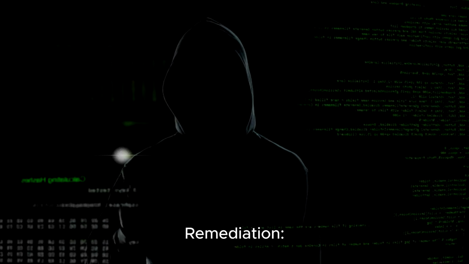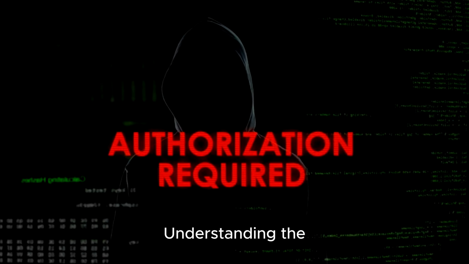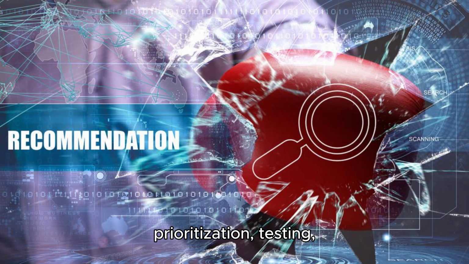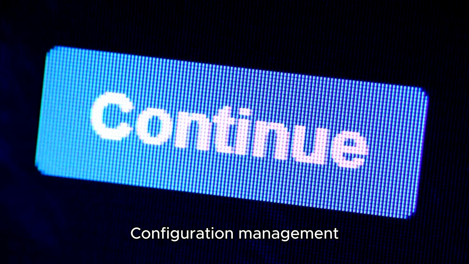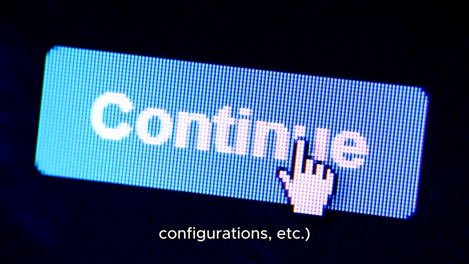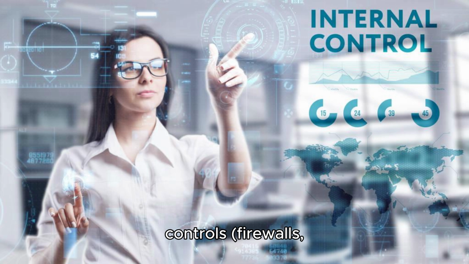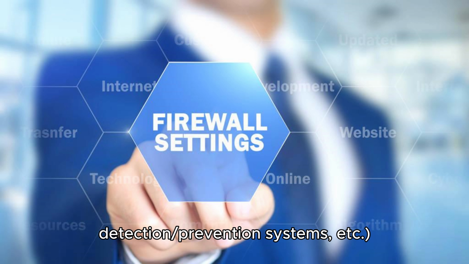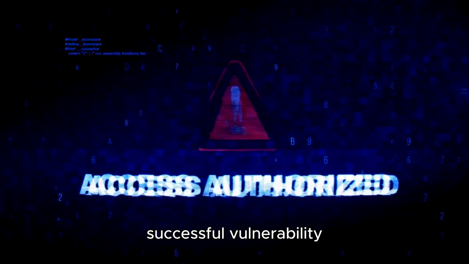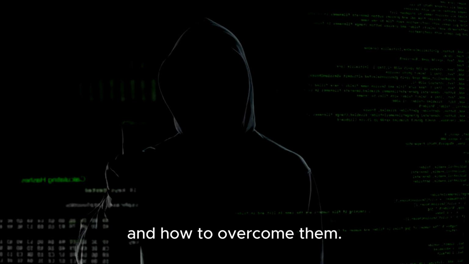Module 5, Vulnerability Remediation. Understanding the remediation process, patch management strategies, patch prioritization, testing, deployment, rollback procedures, etc. Configuration management best practices, system hardening, secure configurations, etc. Implementing compensating controls, firewalls, intrusion detection, prevention systems, etc. Strategies for addressing vulnerabilities without patches, automation, and orchestration in vulnerability remediation. Real-world examples of successful vulnerability remediation efforts, challenges, and pitfalls in the remediation process, and how to overcome them.